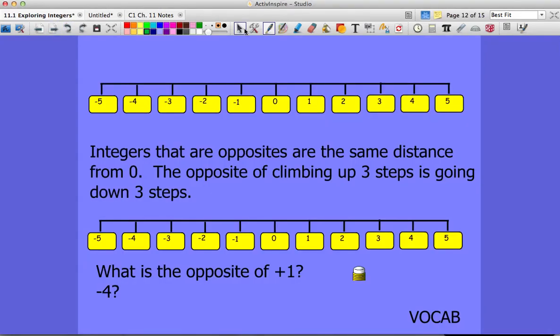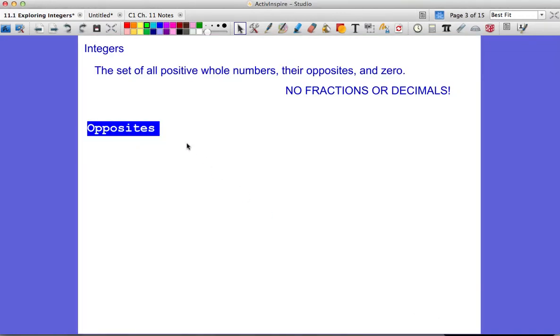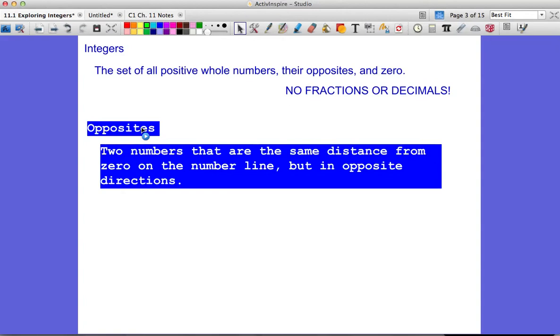The last thing we're going to talk about are opposites. Integers that are opposites are the same distance from 0. It's like saying the opposite of climbing up 3 steps is going down 3 steps. For your vocab, opposites are two numbers that are the same distance from 0 on the number line, but in opposite directions. So one is going towards the negative side and one is going towards the positive side. So opposites will have the same absolute value.